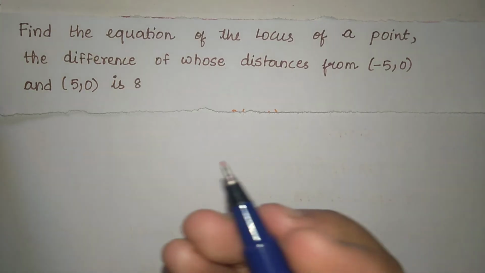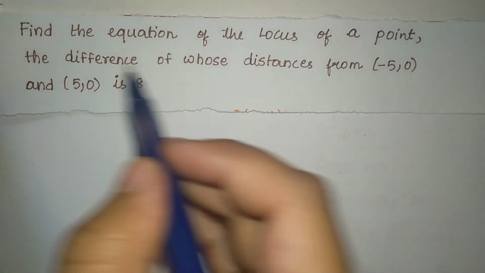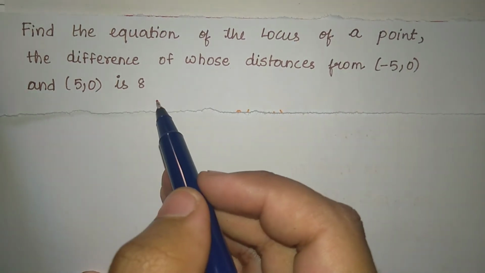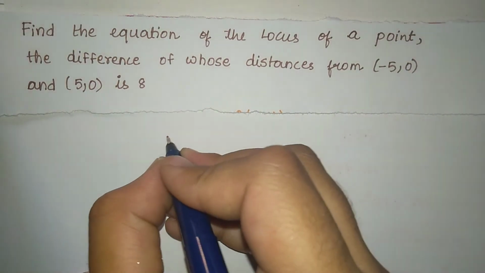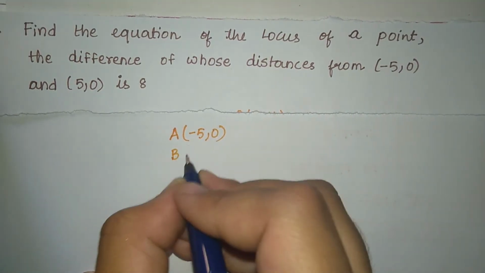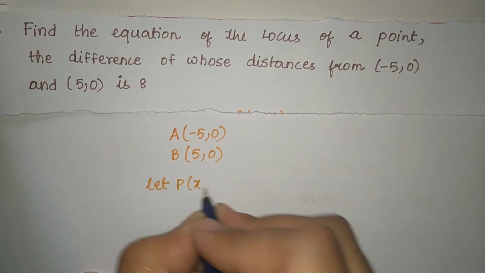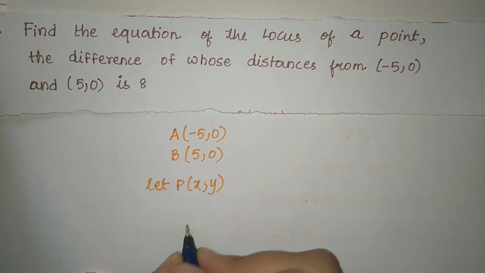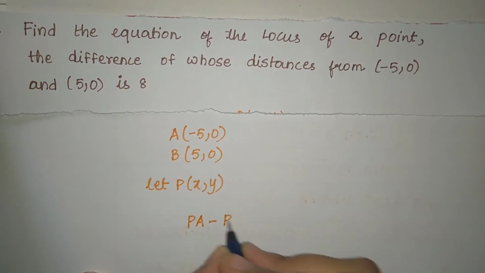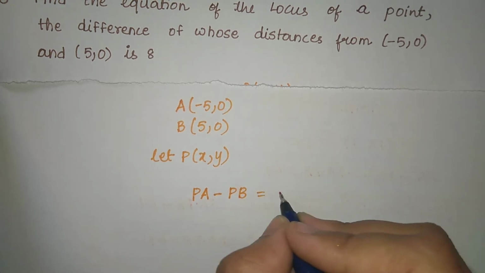This is the next sum in the exercise. Find the equation of the locus of a point whose difference of distances from minus 5 comma 0 and 5 comma 0 is 8. So let us consider point A as minus 5 comma 0, B as 5 comma 0. Let P(x, y) be any point on the locus. What is given? Distance PA and distance PB, so their difference is equal to 8.